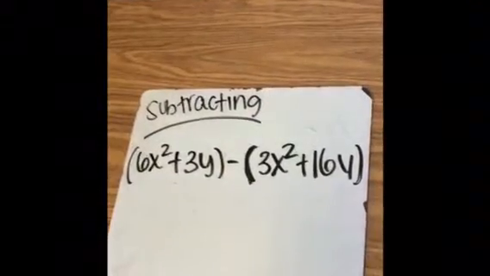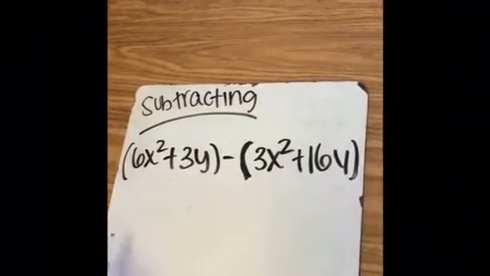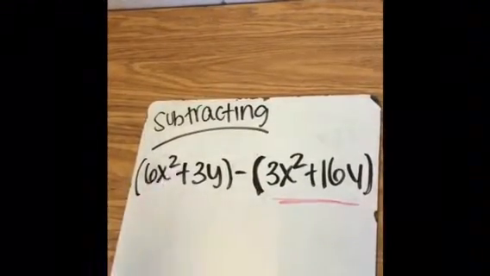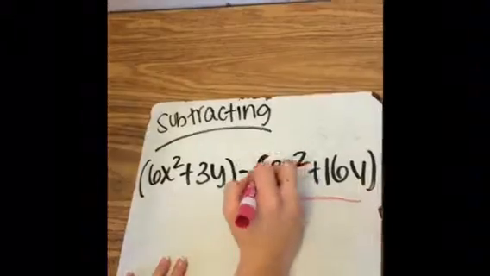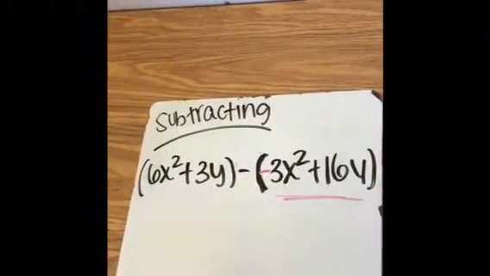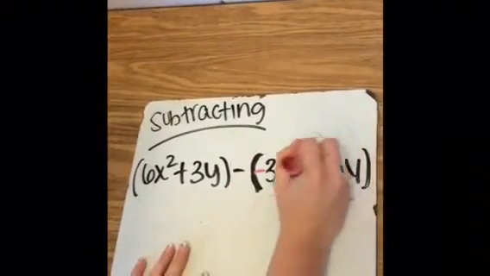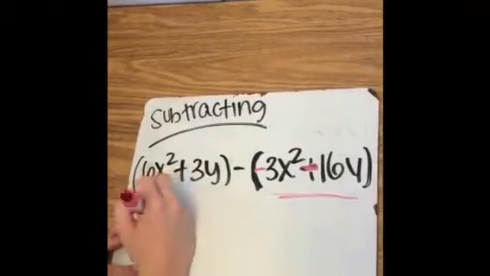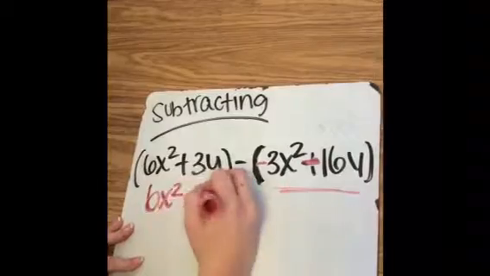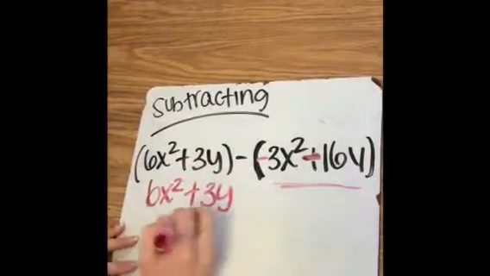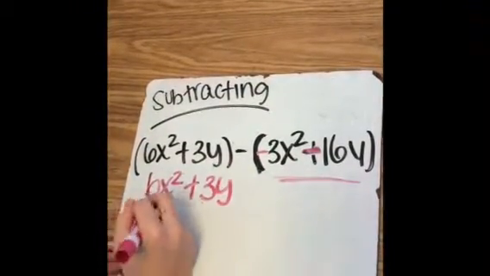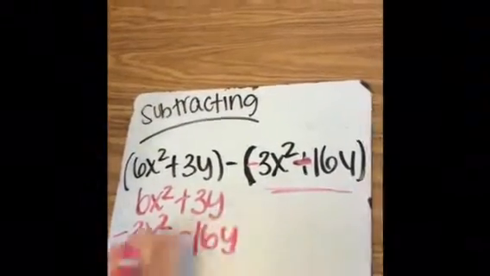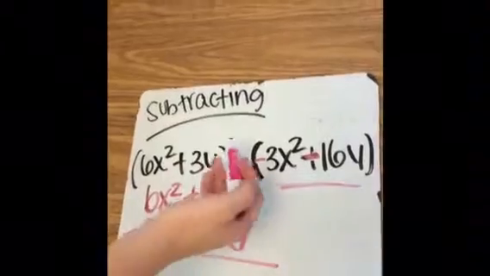Subtracting polynomials is different. So first what you're going to do is you're going to have to flip the signs in the second equation. So a positive 3x squared would become a negative 3x squared. And a positive 16y would become a negative 16y. Then you just write them out. 6x squared plus 3y, and then a negative 3x squared minus a 16y.